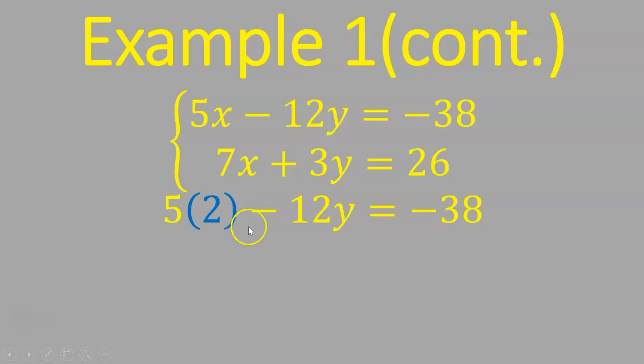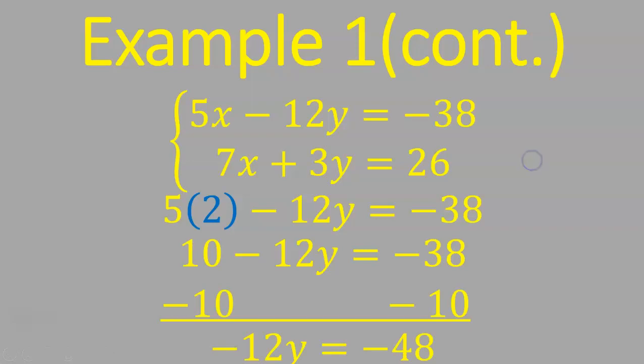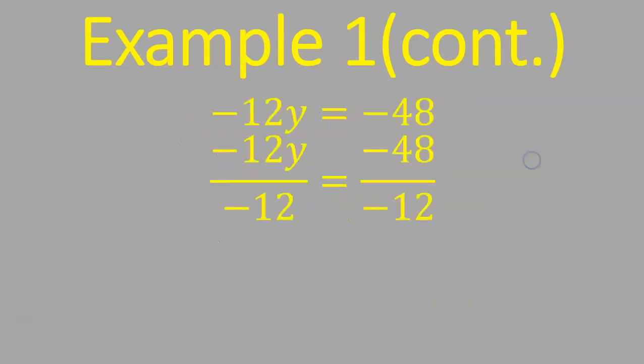So I plugged 3 in for x, and now we just work that out. 5 times 3 is 15. Okay, so now I'm going to subtract 15 from both sides, and finally divide both sides by -2. So y is 4. So x is 3, y is 4.